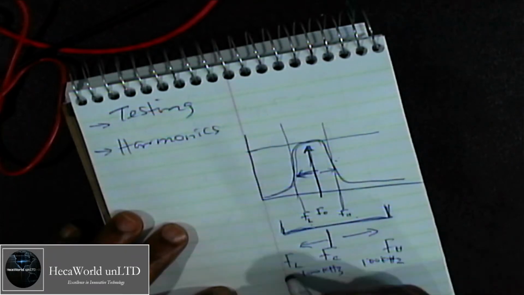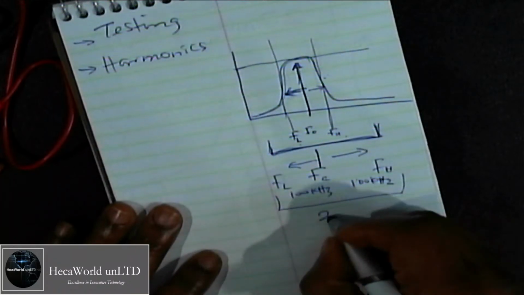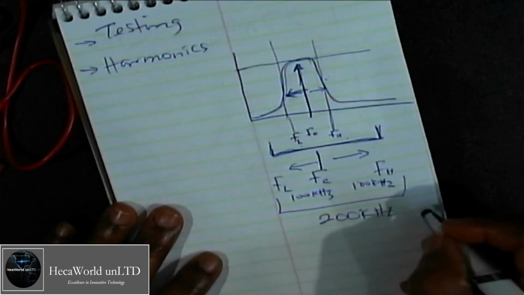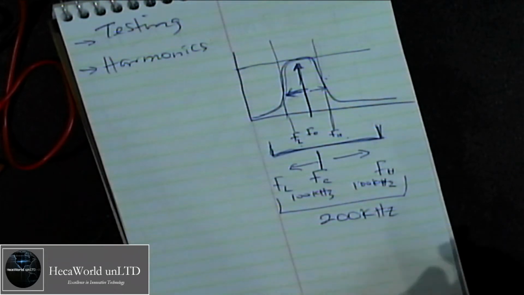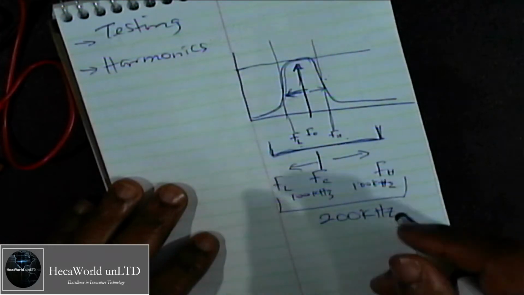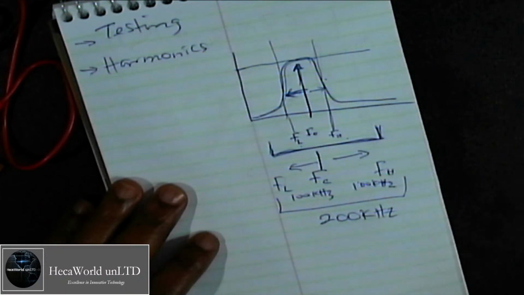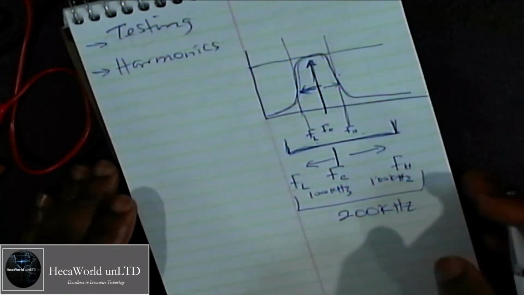So the full bandwidth for an FM transmitter, or FM receiver, is 200 kilohertz. That means you can have a new channel every 200 kilohertz. You can have a new frequency every 200 kilohertz.